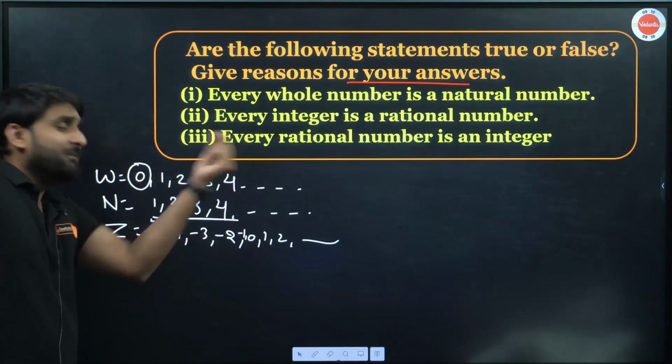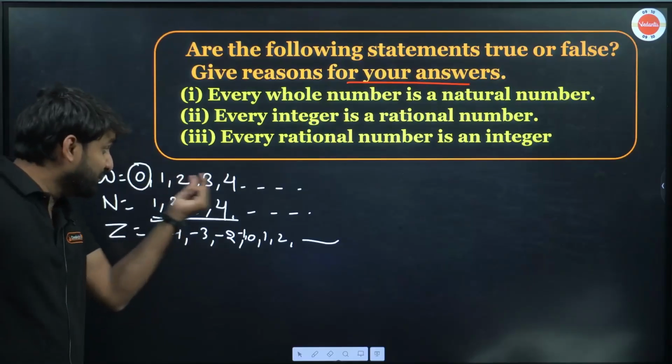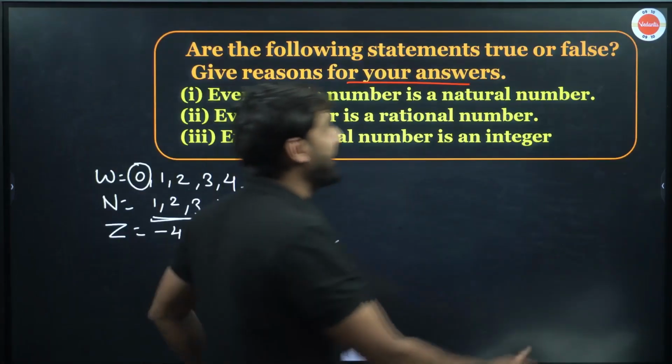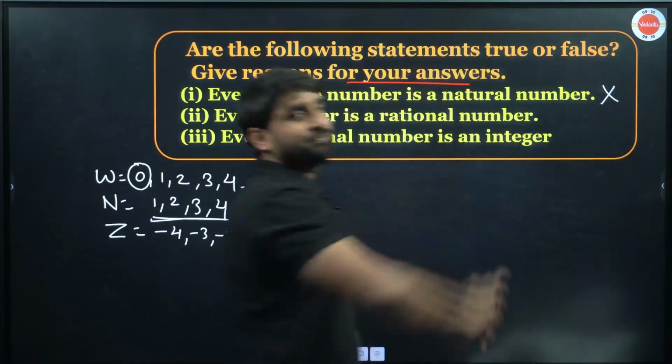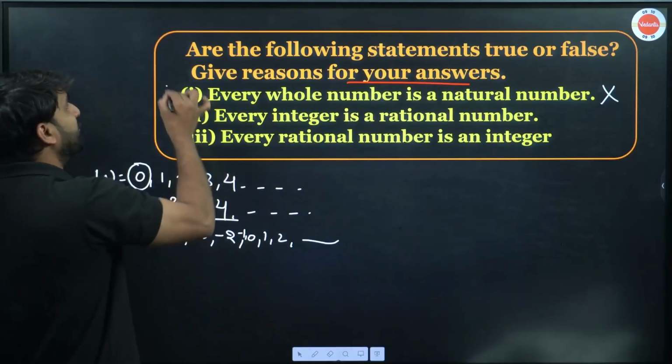And the whole numbers start from 0, 1, 2, 3, 4. So 1, 2, 3, 4 counting is also there. So this is absolutely false. We can write here also false.